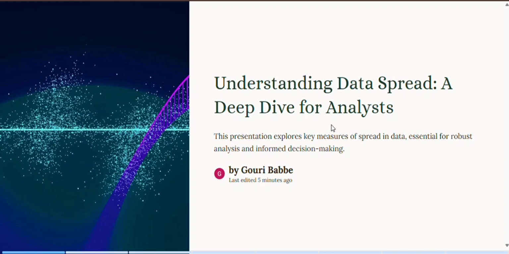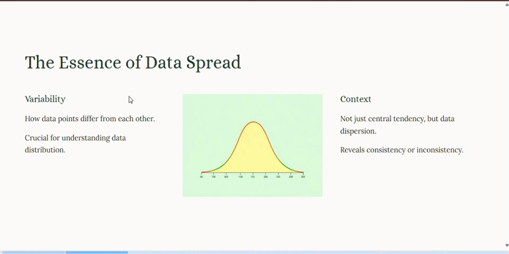The essence of data spread is variability and context. So how data points differ from each other, crucial for understanding data distribution. In measure of spread, we study how the given data is spread among all the data, and context is not just central tendency but data dispersion. So measure of spread is also called measure of dispersion, which reveals consistency and inconsistency.